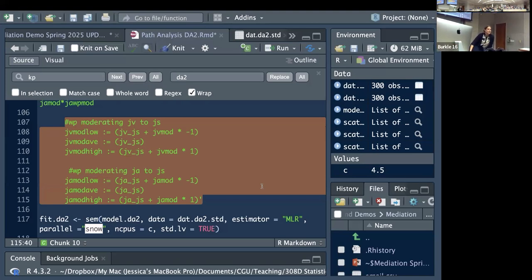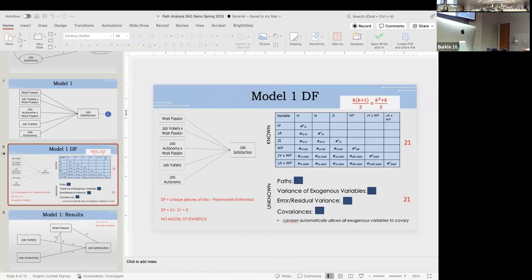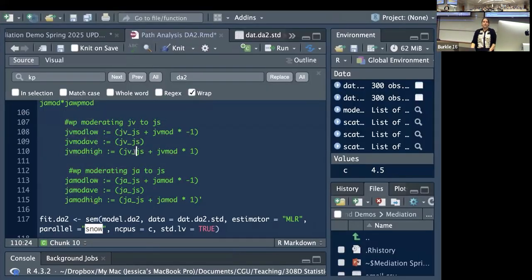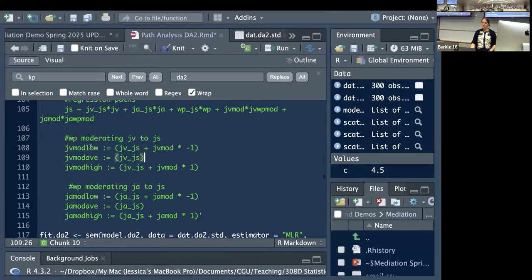Yeah, I just asked for the simple slopes, right? One of the cool things about lavaan is because it's all manual, you can use it as a calculator for yourself in any way that you want, right? So I said, I've got this moderating term here. So I want to know the relationship between variety and satisfaction when work passion is high, average, and low. I also want to know the relationship between autonomy and satisfaction when work passion is high, average, or low. So I said, just give those slopes to me, right? I said, when the moderator is average, that's like 0.